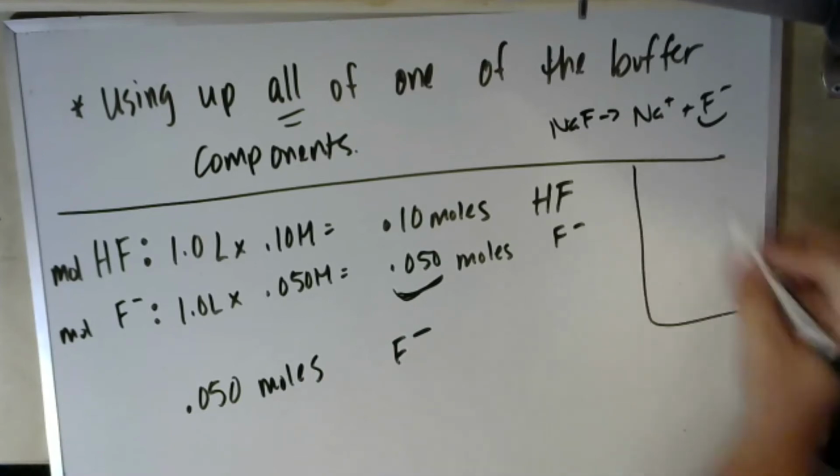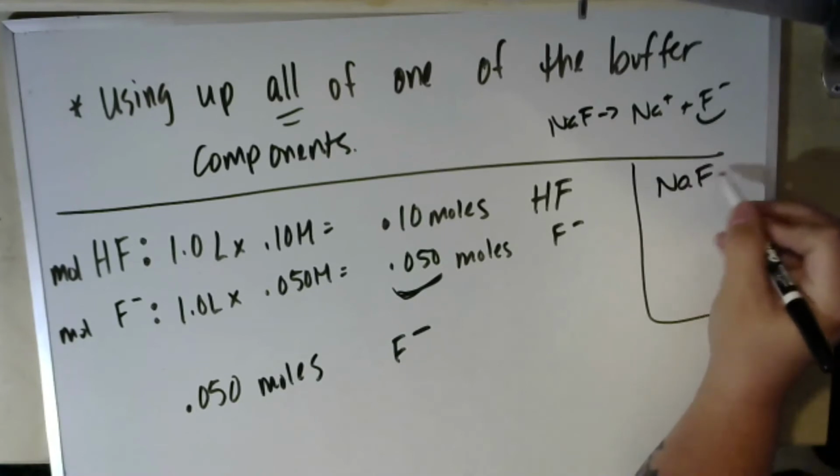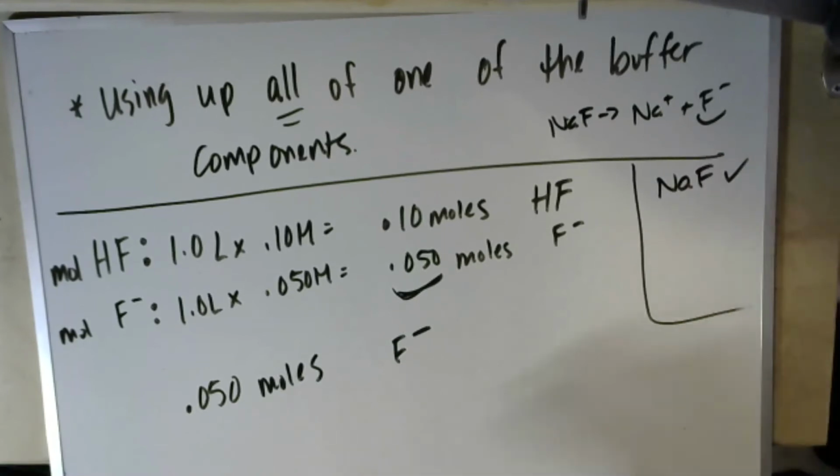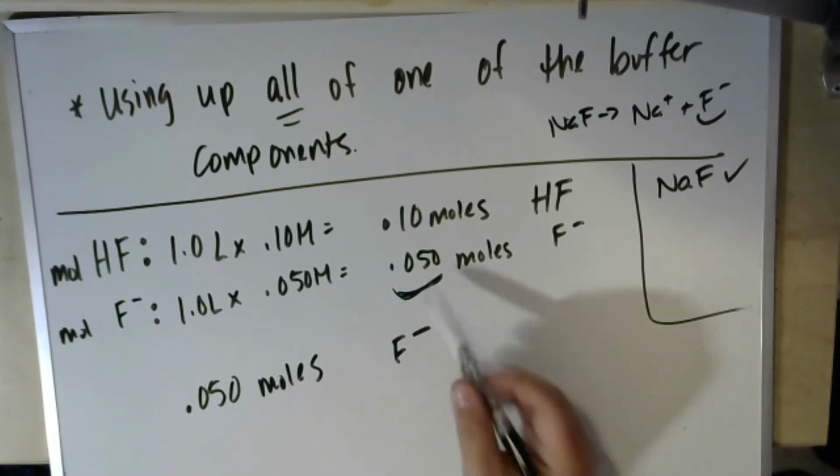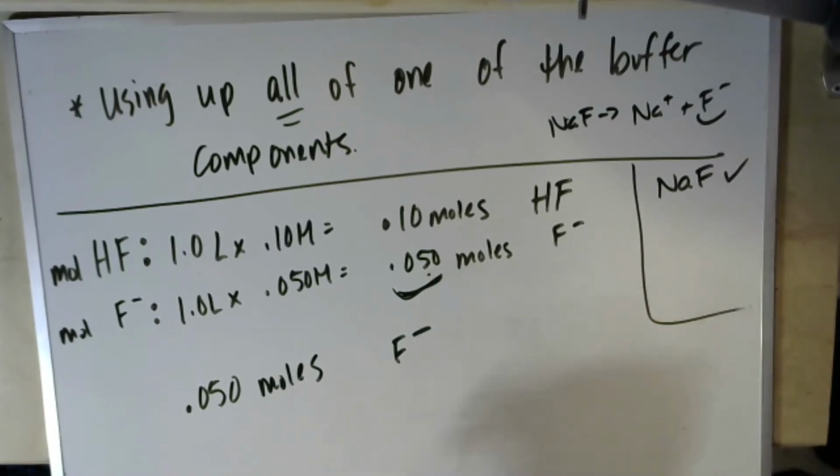So the NaF would preserve my buffer. It would help my buffer out. It would make it a stronger buffer because I'd be adding more of this conjugate base component.